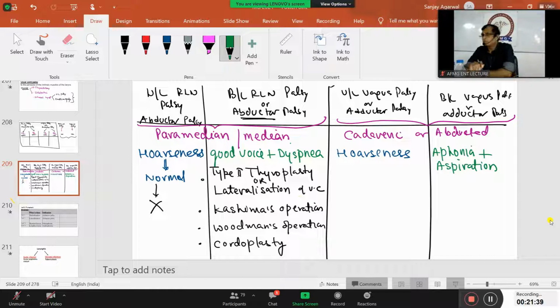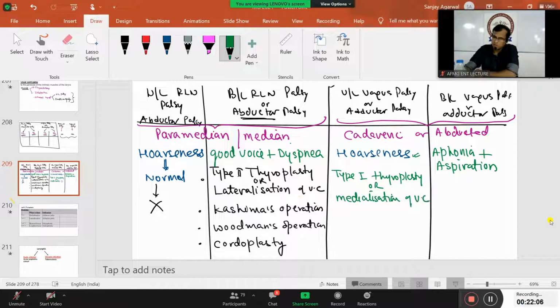Then let's start with the third situation, where there is hoarseness, the voice is not good. To improve the voice of this patient, we have two surgical options. We do type 1 thyroplasty, the opposite of the previous one. In type 1, I can do the opposite, so it is medialization of the vocal cord. So this is one option.